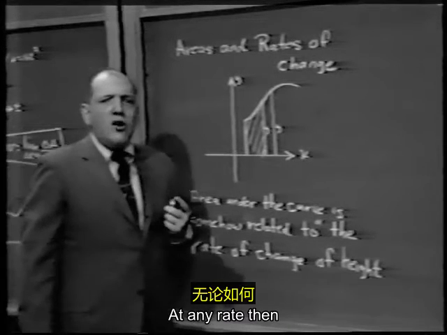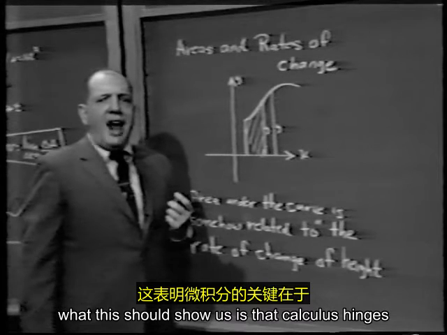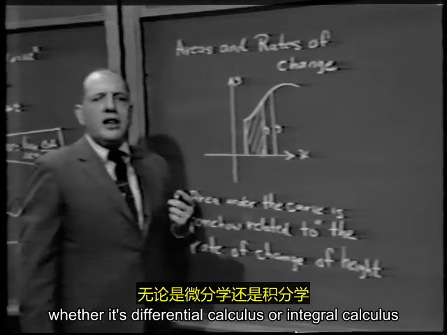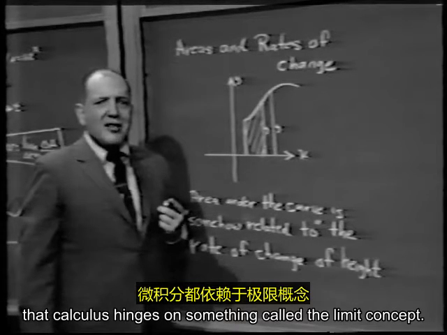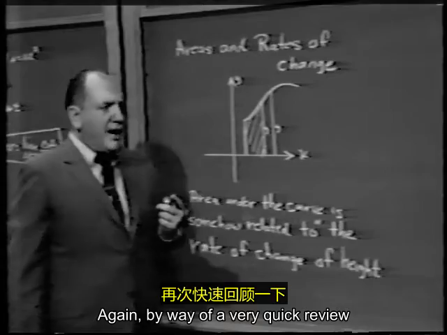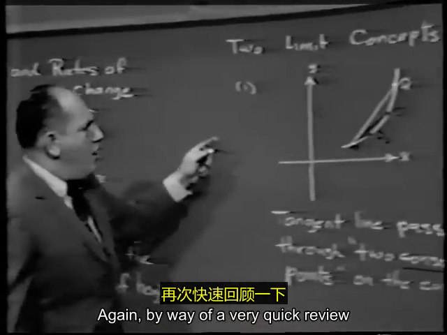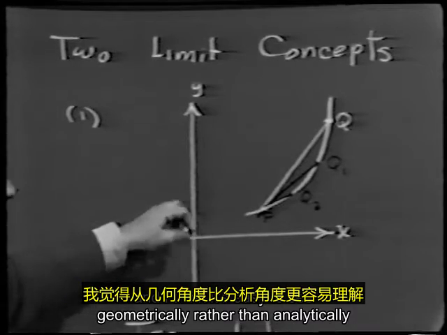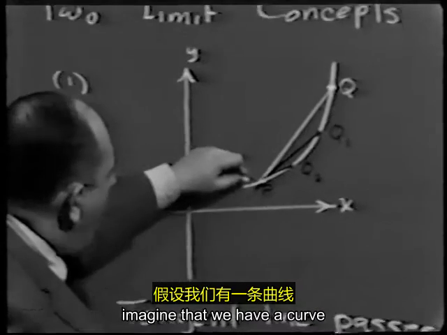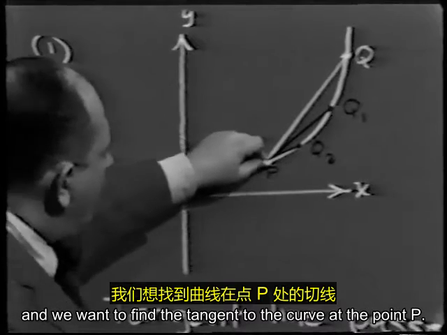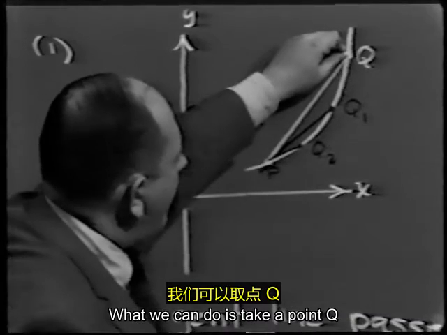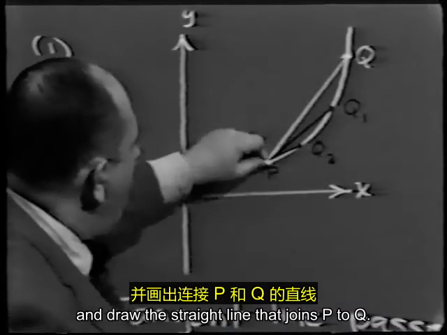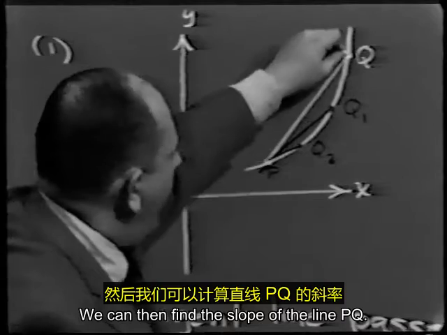At any rate then, what this should show us is that calculus hinges, whether it's differential calculus or integral calculus, on something called the limit concept. Again, by way of a very quick review, one of the limit concepts, and I think it's easy to see geometrically rather than analytically, imagine that we have a curve and we want to find the tangent to the curve at the point P. What we can do is take a point Q and draw the straight line that joins P to Q. We can then find the slope of the line PQ.